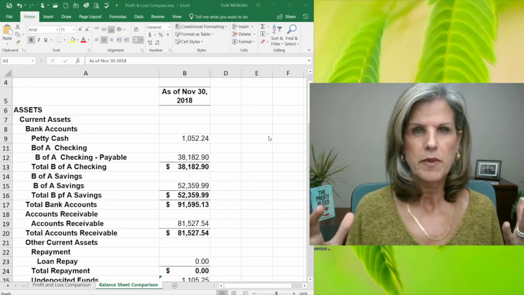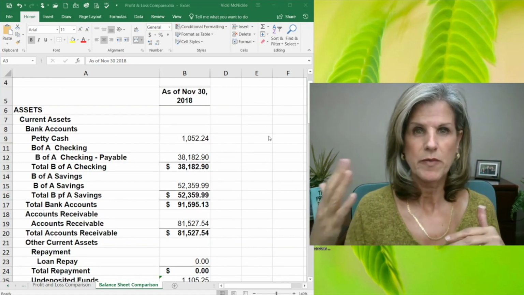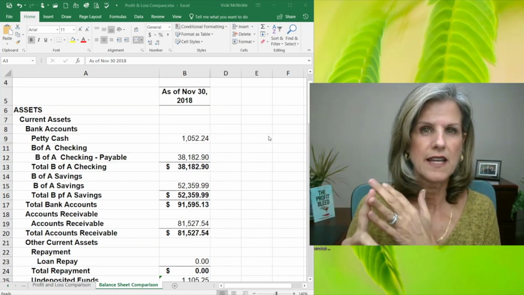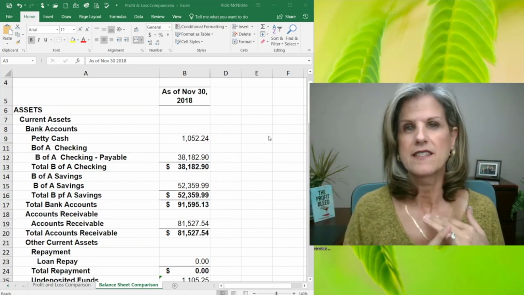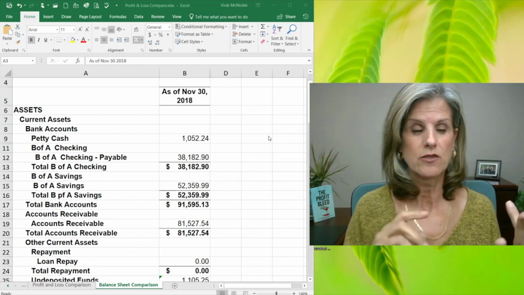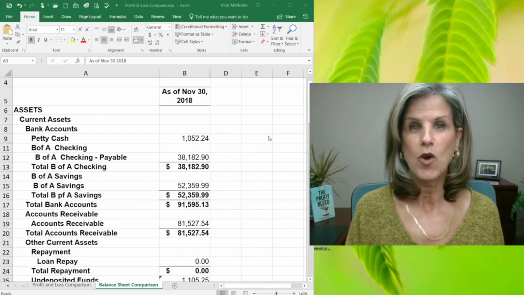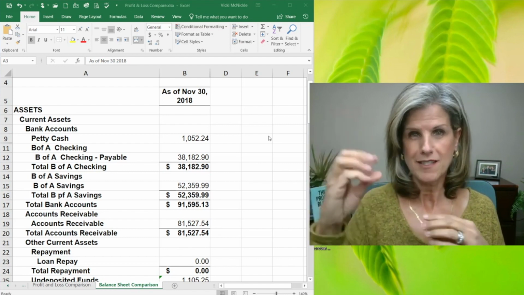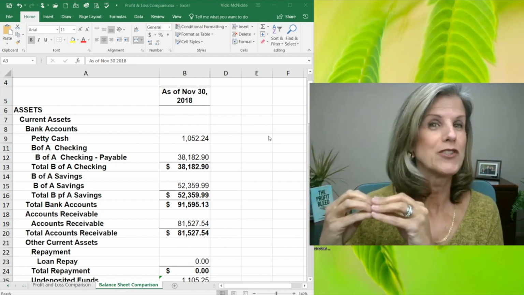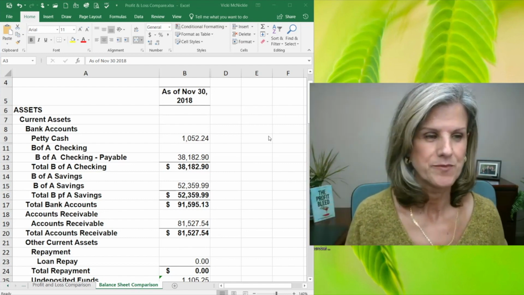The first section of a balance sheet is your assets. Your balance sheet basically has assets, liabilities, and equity. Assets are something that you own that has value. Liabilities are something that you owe. And equity is the difference between those two numbers, or what you keep in your business.